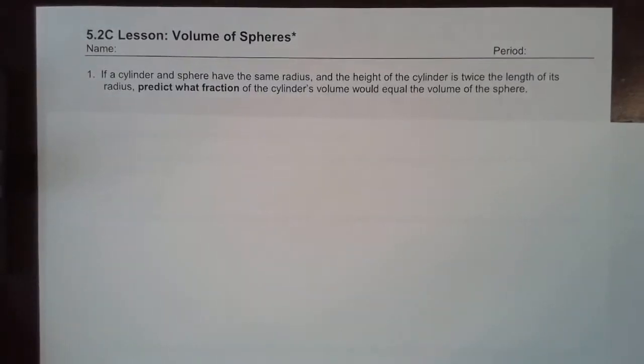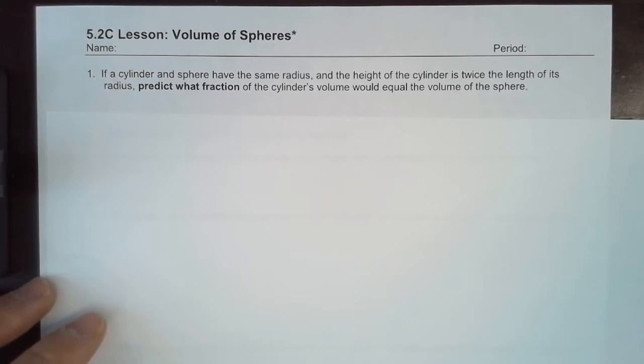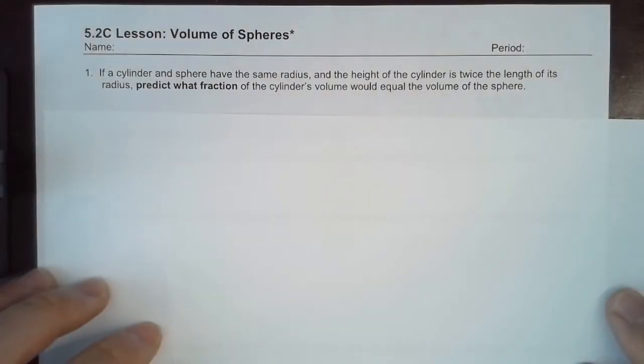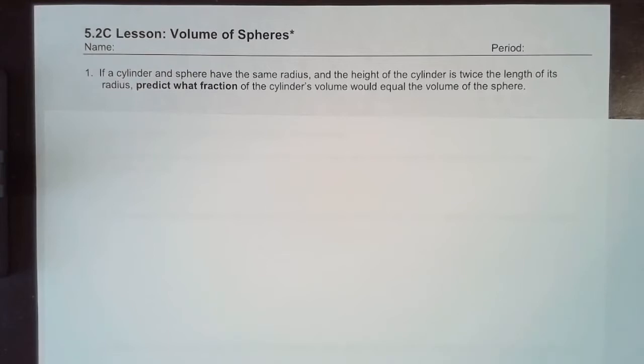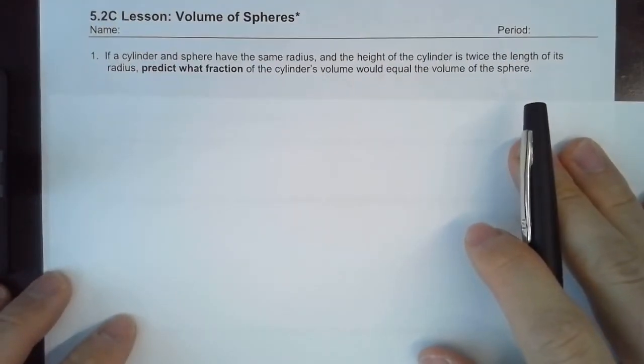All right, class. Welcome to our last lesson of the module, the 5.2c lesson, volume of spheres. Let's get started. So it says, if a cylinder and a sphere have the same radius and the height of the cylinder is twice the length of its radius, predict what fraction of the cylinder's volume would equal the volume of the sphere. Okay, so this is a good introductory question.